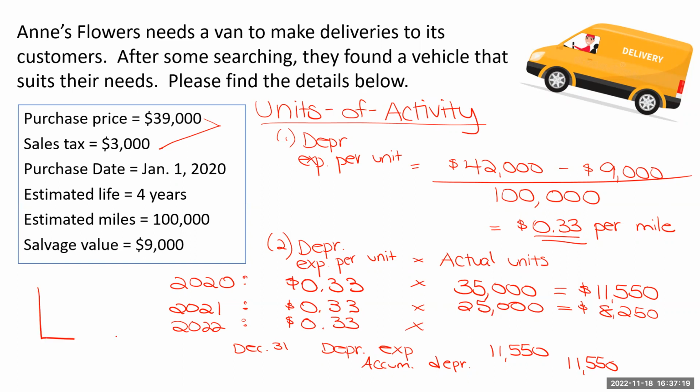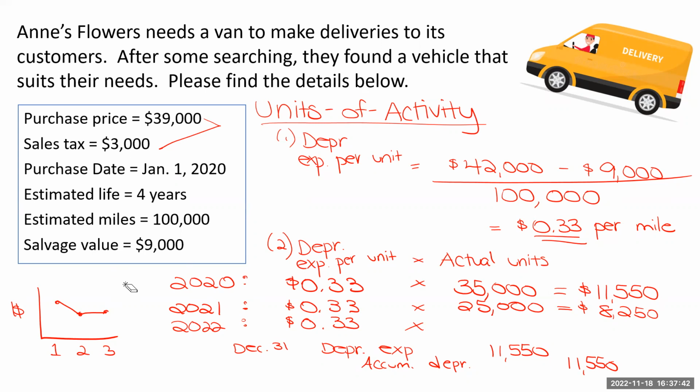If we were to graph the units of activity depreciation method, it would be different each year, right? Year 1, 2, 3, because it just varies on usage. So this one's going to kind of change. Whereas straight line, we said it's a straight line, and you'll see what happens with our third method.